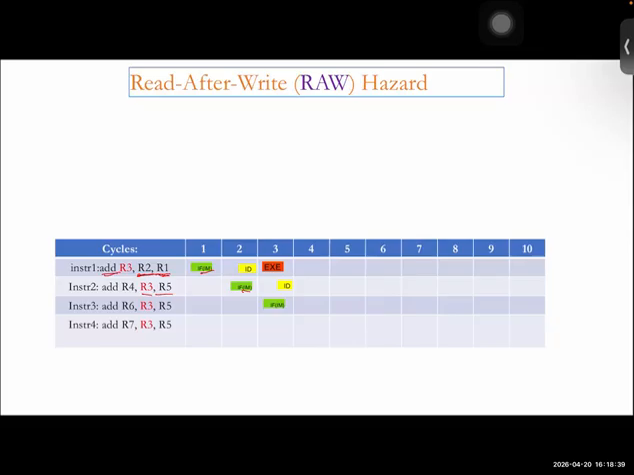So at cycle 3, instruction 1 is busy with the ALU, instruction 2 is reading data from the register file, and instruction 3 is fetching from instruction memory. There is no problem here. At cycle 4, instruction 1 moves into the memory access stage, and instruction 2 enters the execution stage.